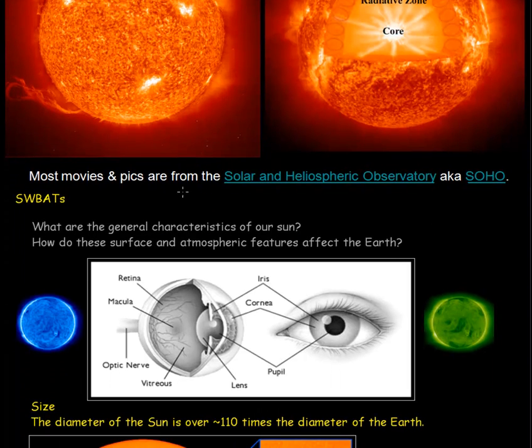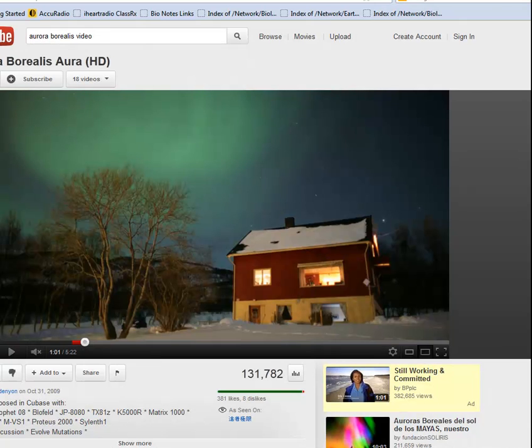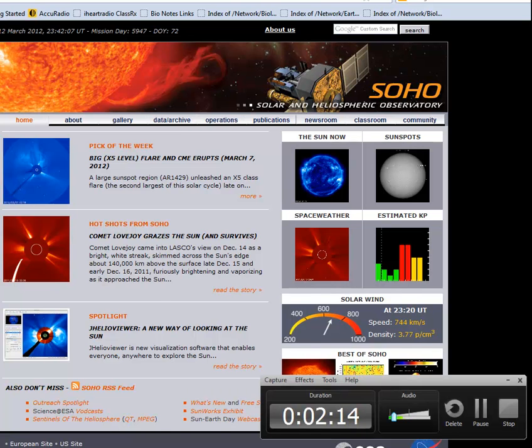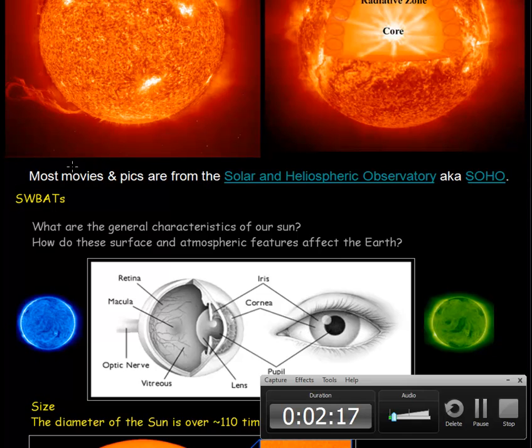Most of the movies and pics from the PowerPoint that I took are actually coming from the Solar Heliospheric Observatory, or the SOHO site. If I go back to here, this is the site that I'm talking about, and you can see it's got lots of really cool things. It shows you the sun now, it shows you the sun where we block out things, but it works out pretty well. Okay, so let's go back into here.